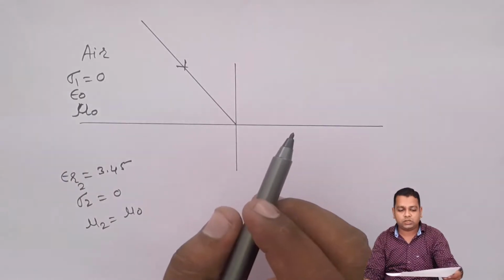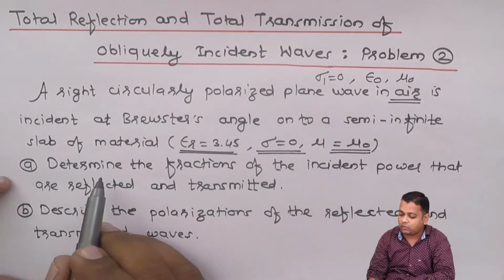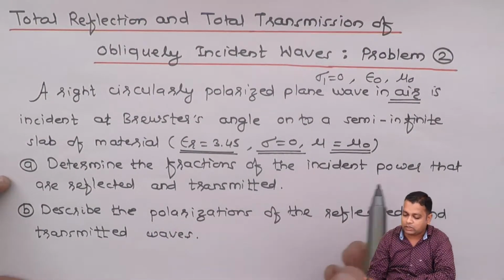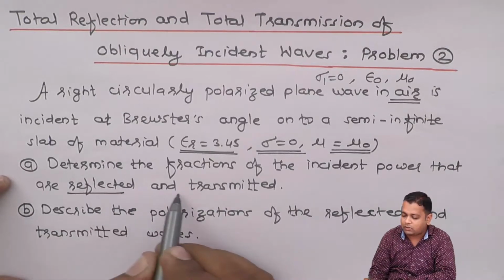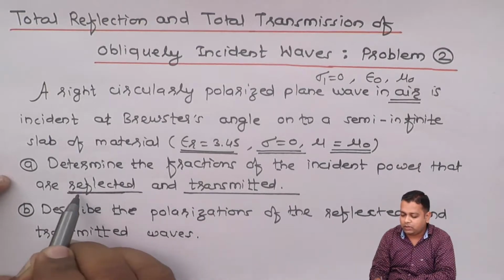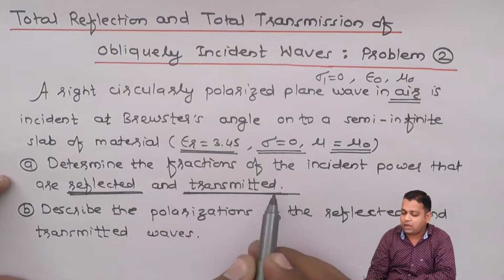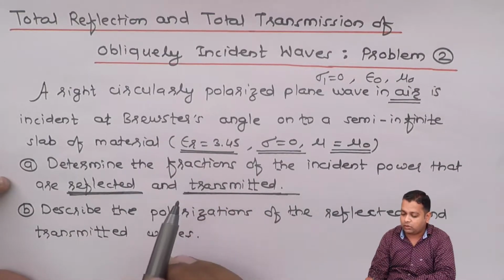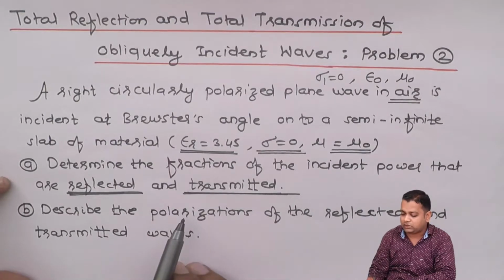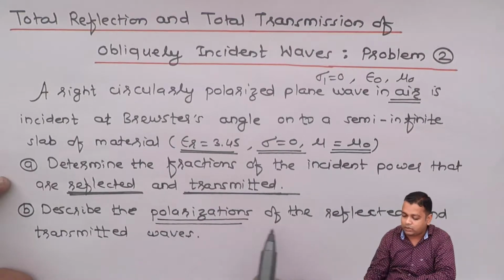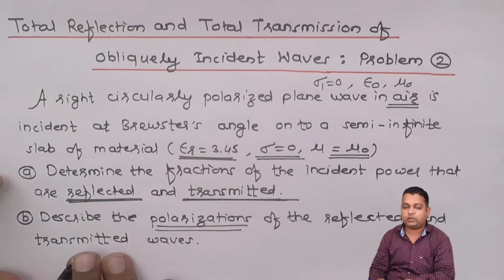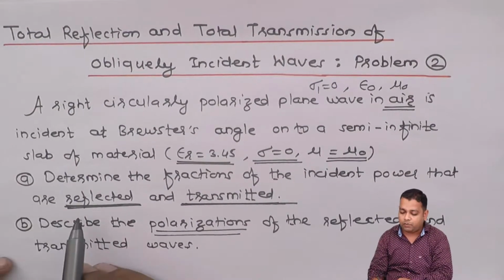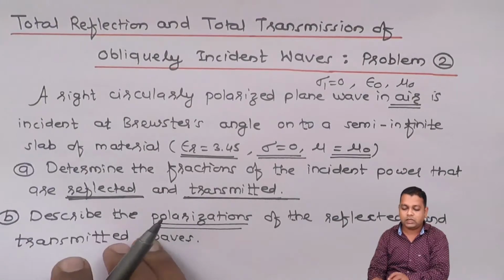Now what is the question exactly? We have to determine the fraction of incident power that is reflected and transmitted. So the reflected portion and transmitted portion at the condition of Brewster's angle, from the previous theoretical video, that we have to utilize, and further we have to comment on the polarization types of the reflected and transmitted waves that we determine in part A. So let us begin to solve this particular question.